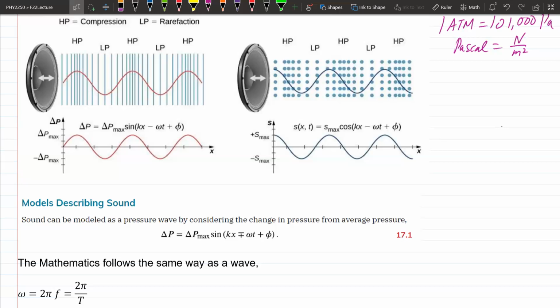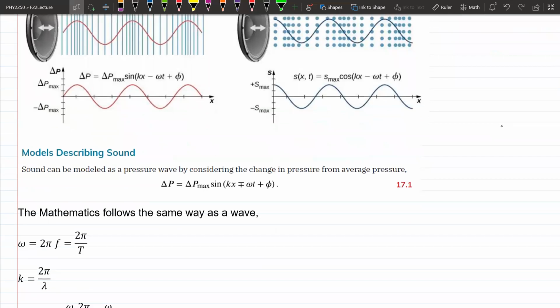When we're describing sound with an equation, we're going to have this change in pressure. That's what we're plotting. The change in pressure max is the amplitude, and then the sine of kx minus omega t plus some phase change. That's the typical wave equation we're dealing with. The factor in front used to be A for amplitude. Now it's just the maximum change in pressure, which tells you how big the pressure change could be. Basically this distance here.